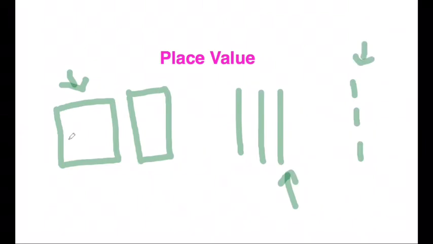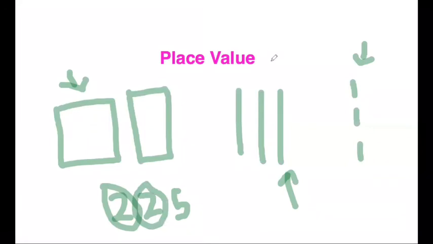So when you have a number like 225, for instance, there would have to be two hundreds blocks, two lines or two tens, which means two of these, and five of these lines. So there would have to be two big blocks, two lines, and two dots.